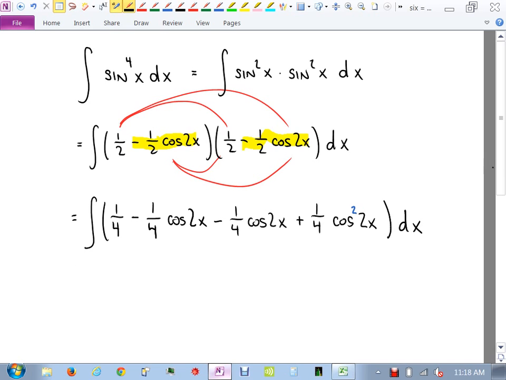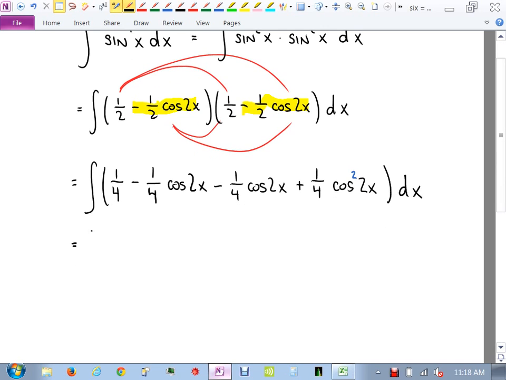I'm going to collect some like terms together here. What's 1/4 cosine 2x, take away another 1/4 cosine 2x? Negative 1/2 cosine 2x. Right, 1/4 and 1/4 together is 2/4, that's 1/2, and they're both negative. Now the last one is still plus 1/4 cosine squared 2x dx.